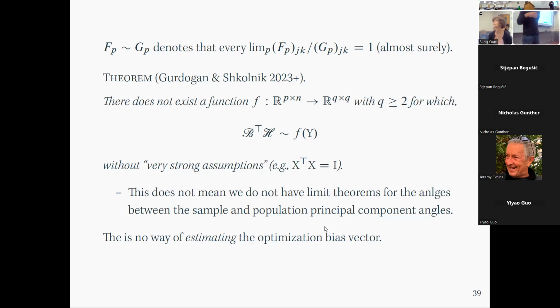Back in the spring of 2021, I was basically trying to go against this result and trying to estimate all of the angles. That's when we started the project. At that point, let me just get a sense of what we're looking at. In the middle, you see here B transpose H. These are all of the projections between the population and principal components, all of those pairs.